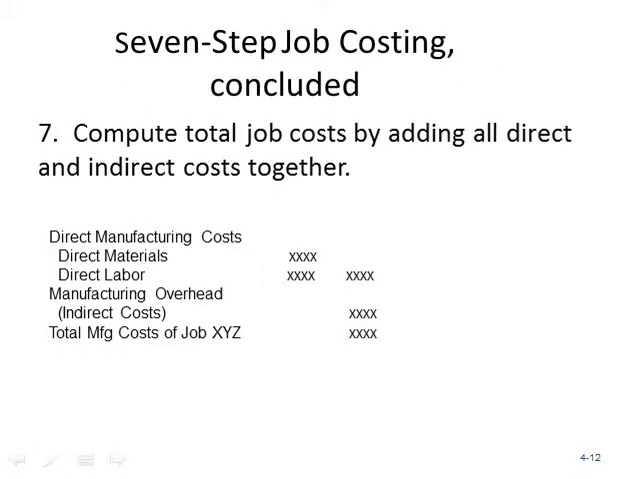And then in step 7, our final step, we add all direct and indirect costs for the job to determine the total cost of the job. Remember, direct costs are traced while indirect costs are allocated. And this gets us to the total manufacturing costs. We add the direct materials and direct labor, which are the direct costs, right? And then we add the allocation of manufacturing overhead, which are the indirect costs, to get our total manufacturing cost of that job.